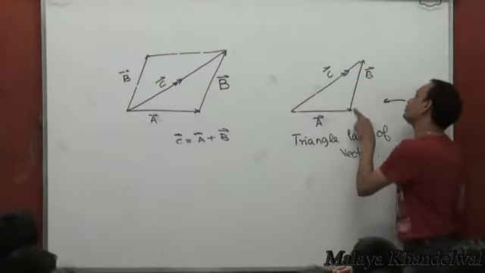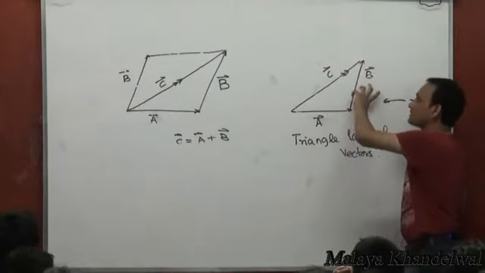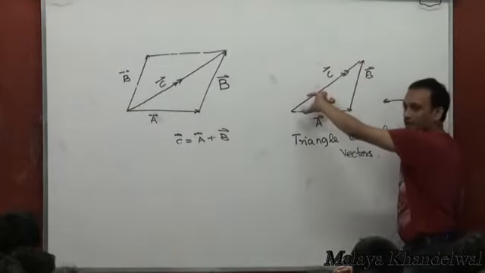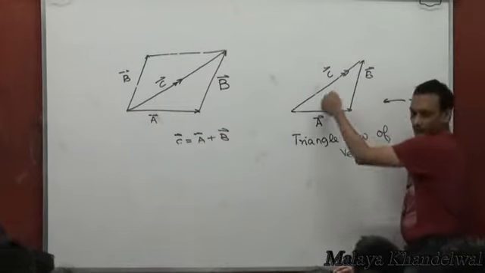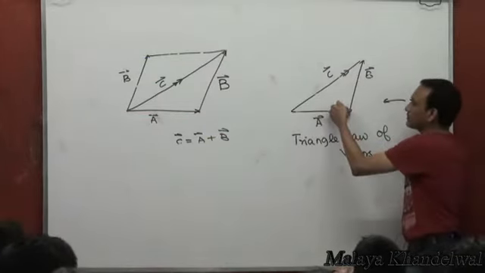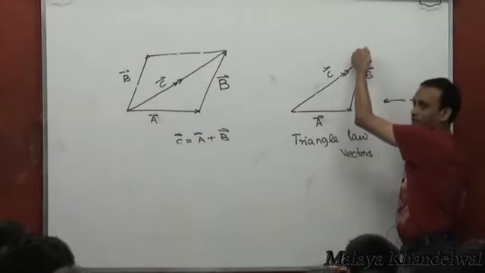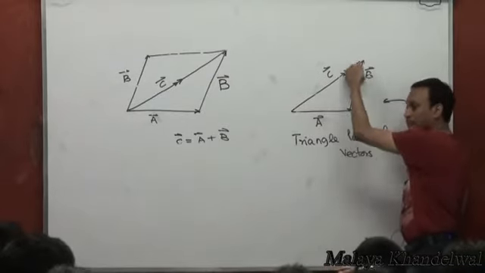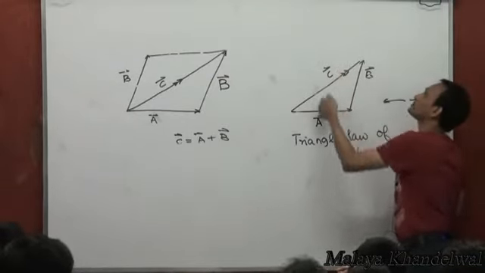This is from A to B, you are going like this. And then from A to C, you are going like this. So it's just the opposite order. If two vectors taken in the same order are represented by two sides of a triangle, and the third side of the triangle taken in opposite order.